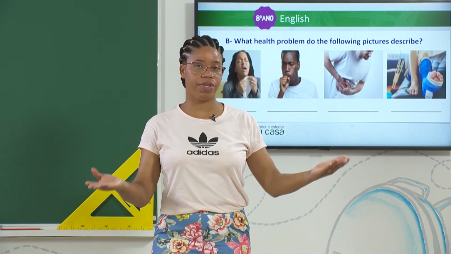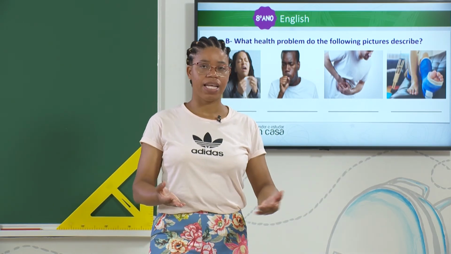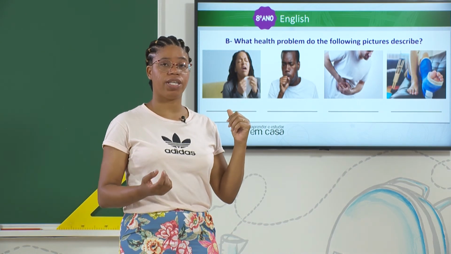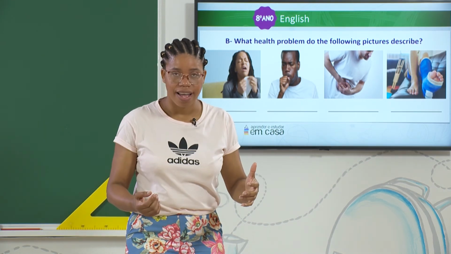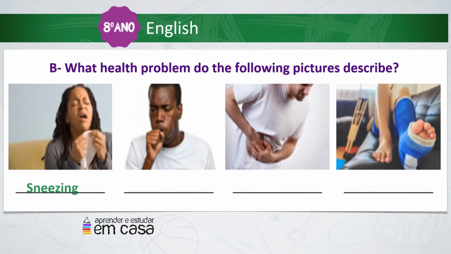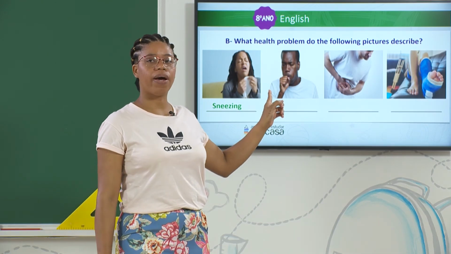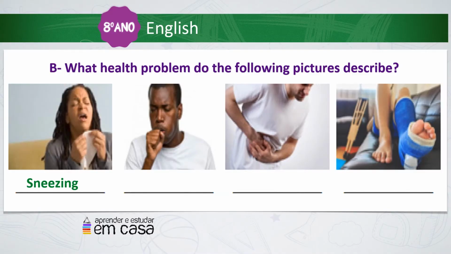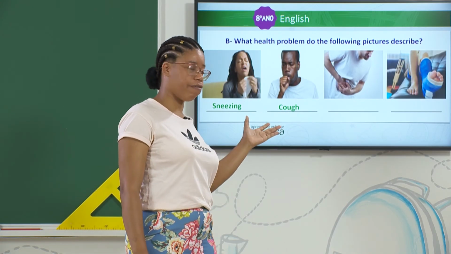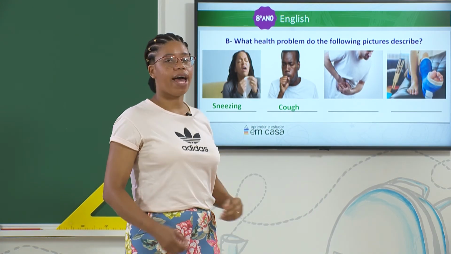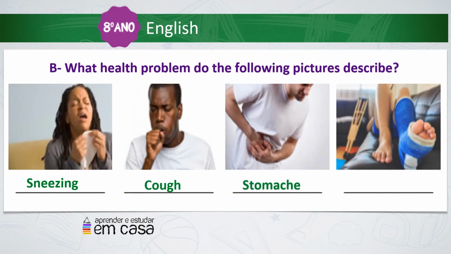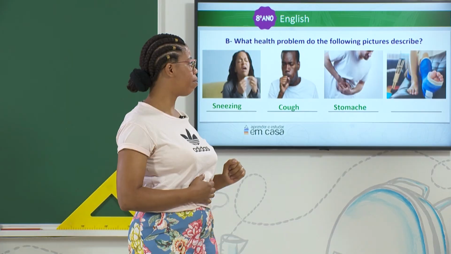Now let's see if you did your exercise correctly. Look, the first picture. What is the girl doing? She's sneezing, okay? And what is the boy or the man doing in the second picture? He's coughing. Oh, he has a cough. Next, we have a man. He's making this. It means that he has a stomach ache.